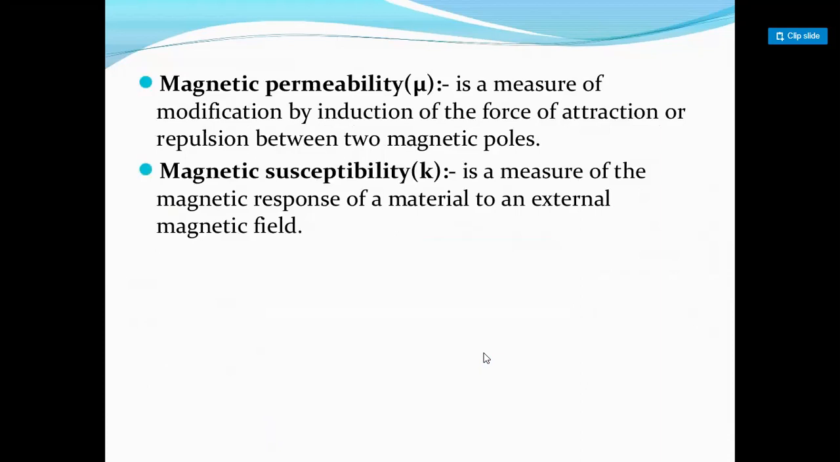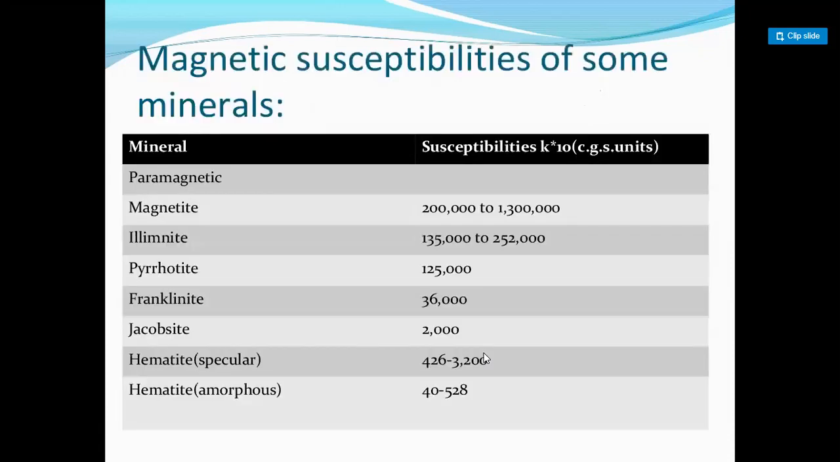Magnetic permeability mu is a measure of the modification by induction of the force of attraction or repulsion between two magnetic poles. Magnetic susceptibility K is a measure of the magnetic response of a material to an external magnetic field. And guys, here are the magnetic susceptibilities of some minerals, with susceptibility K in 10 to the power of minus 6 CGS units. For paramagnetic minerals, magnetite shows 20,000 to 1,30,000.